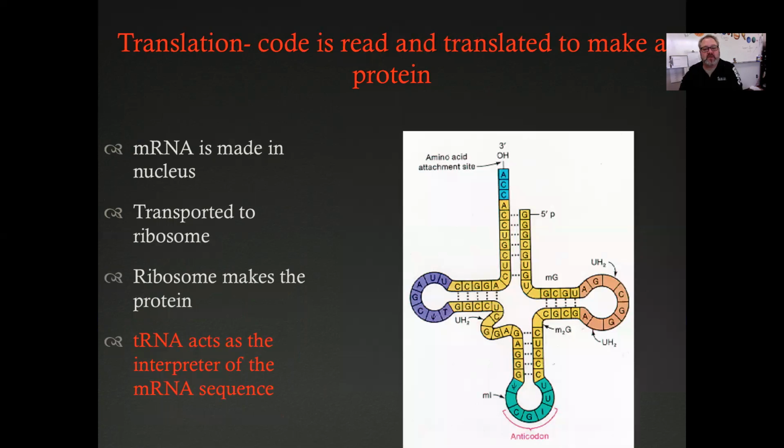So the process of translation then is happening when the code that's been sent gets read and translated to make the protein, right? So mRNA is made in the nucleus, it's transported, it's taken to the ribosome, and then the ribosome then makes the protein. Transfer RNA acts as what we would think of as like the interpreter, okay, of the mRNA sequence. This big upside down looking T, this is the tRNA.